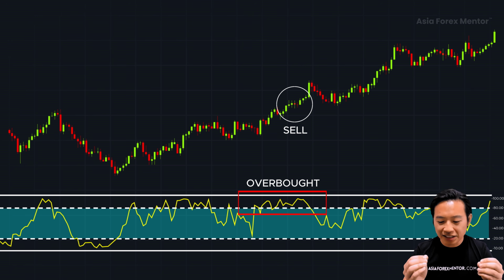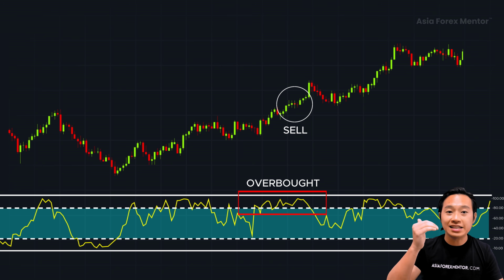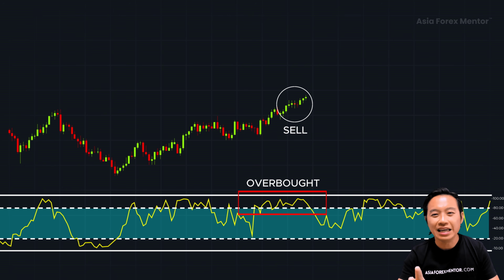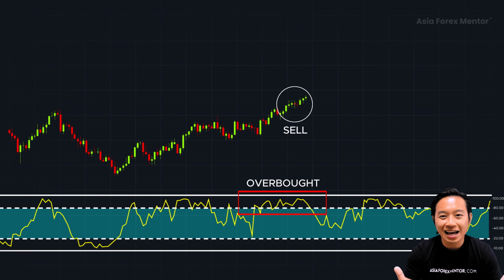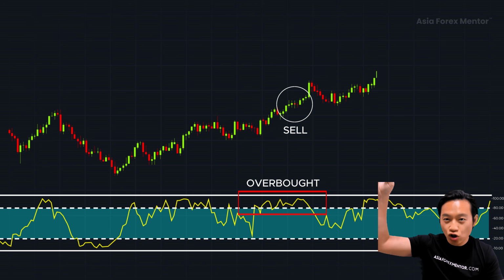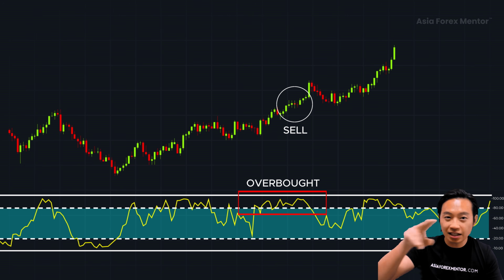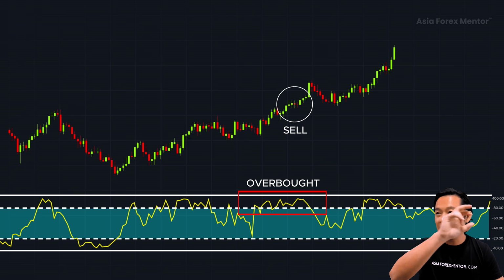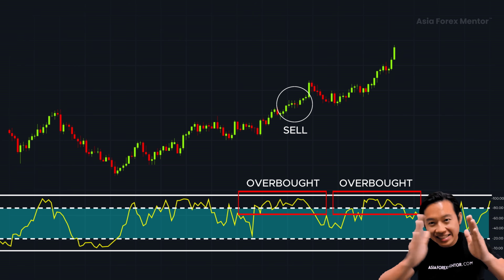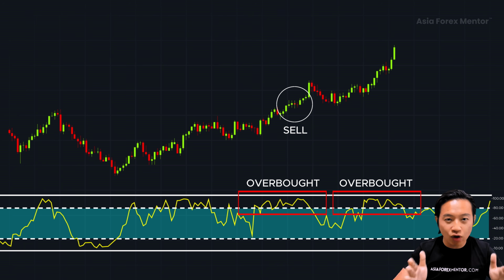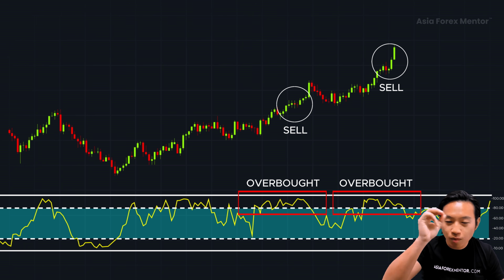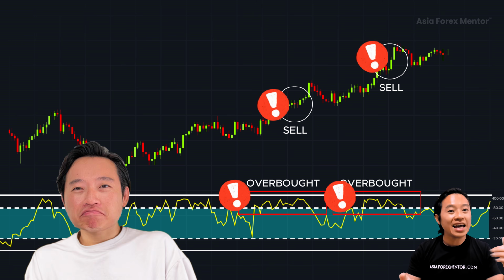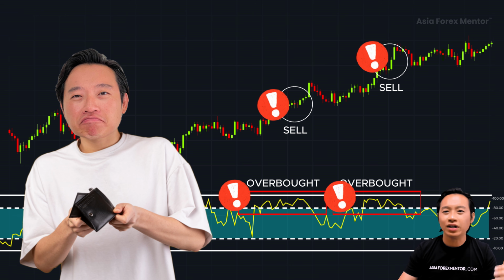And this assumption is based on the belief that because the stochastic has entered the overbought territory, price is about to reverse downwards. However, if you have been trading for a while, you're going to notice that the market can often rally and go up even higher when the stochastic is overbought. In strong uptrends, price can remain in the overbought area for an extended period. So selling just based on this overbought signal alone is not a wise move, which is why most traders end up losing by solely relying on indicators.